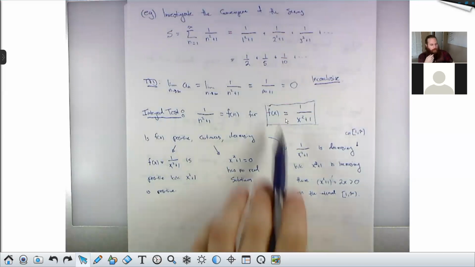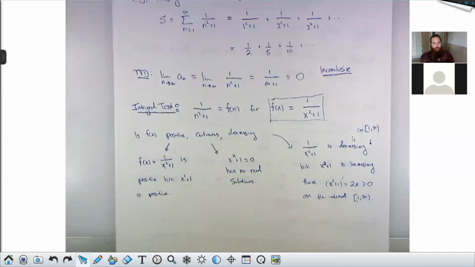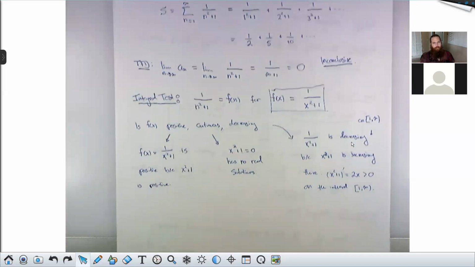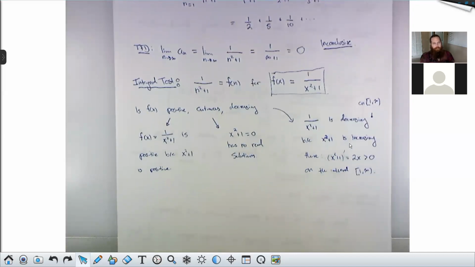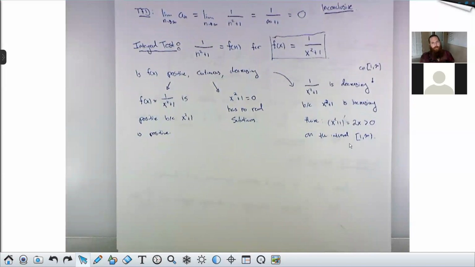An alternate way to show that this is a decreasing function would be to just take its derivative and show that the derivative of 1 over x squared plus 1 is always negative, at least as long as you're in this interval. Right? So this is the fast and sneaky way to verify the hypotheses of the integral test. And you'll want to get good at this, because this can be pretty time consuming if you aren't fast at it.